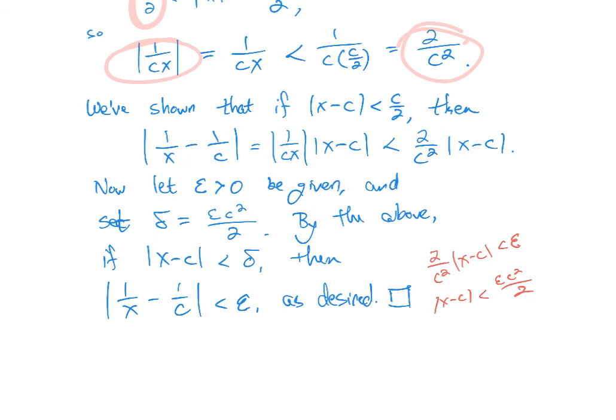Yep. And then I don't see how we go from if epsilon c squared over 2 is greater than c over 2, how it still holds. If you could do that really quickly. If epsilon c squared over 2 is greater than c over 2, how does the definition hold when delta is equal to c over 2?